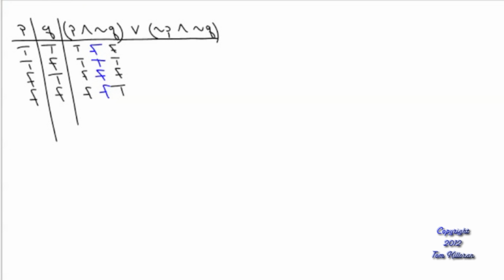So in that set of parentheses, not P: false, false, true, true. Not Q: false, true, false, true. Between these is another and. And is only true when both are true. The last one is true.